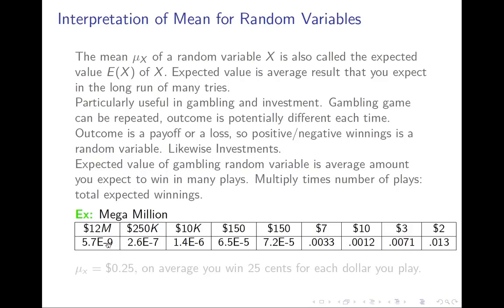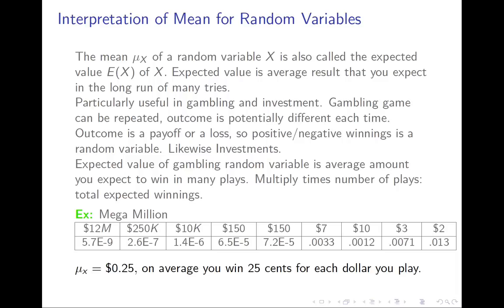If you multiply each of those probabilities times each of those values and add the numbers up, you find that on average you win 25 cents every time you play. Of course, it costs you a dollar to play. So on average, you will in net lose 75 cents each time you play.